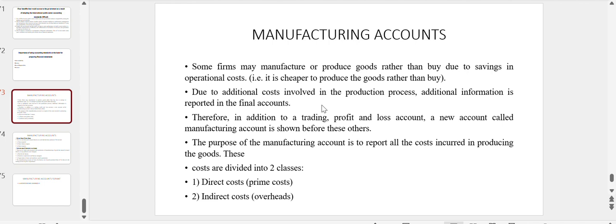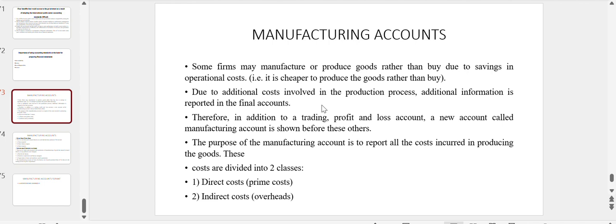Then we have expenses, other expenses that a company may incur, and also we have the indirect expenses or the indirect cost, sometimes called indirect manufacturing costs, sometimes called factory overheads. These are costs that cannot be traced directly to the production process, but they are part and parcel of the cost of completed goods that will be incurred during the process of producing or manufacturing these goods. So in manufacturing accounts, we normally have two main categories of cost: the direct cost and the indirect cost.